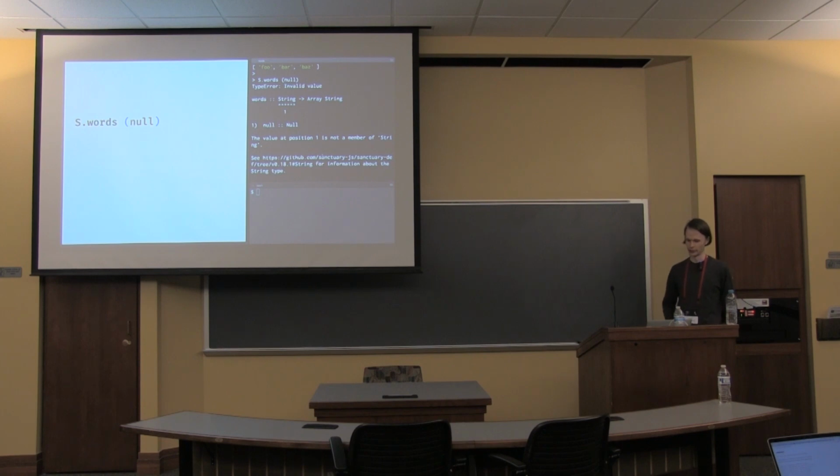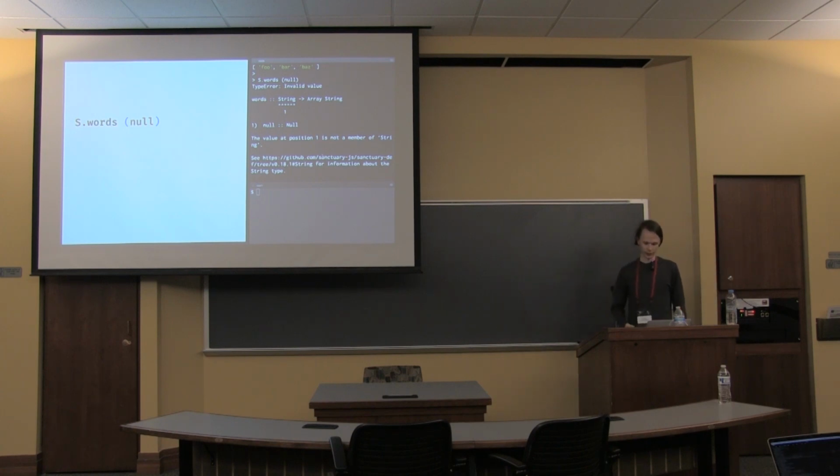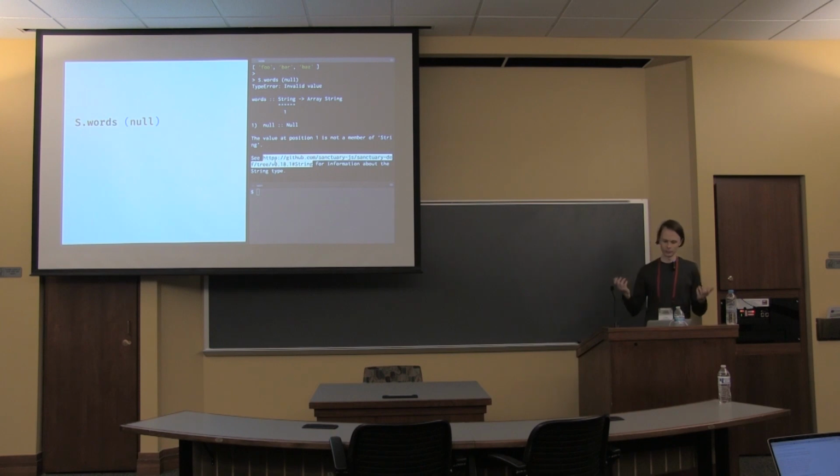But it is quite helpful. It tells us, well, okay, the first argument to words is meant to be a string. You gave me null of type null, and it's not a member of string. Maybe you want to go to this URL to read the documentation about the string type. We can probably guess what the string type is from its name, but for other types, maybe your own custom types, they might be more interesting and less guessable.